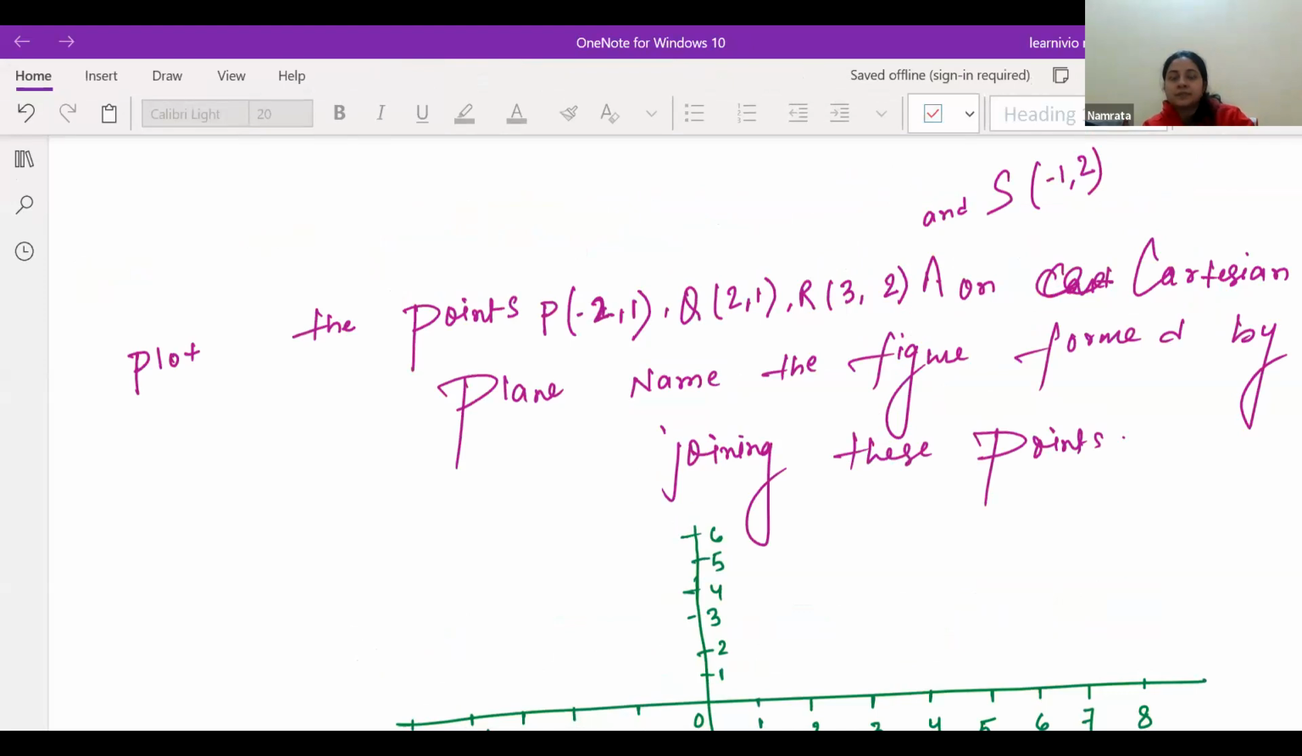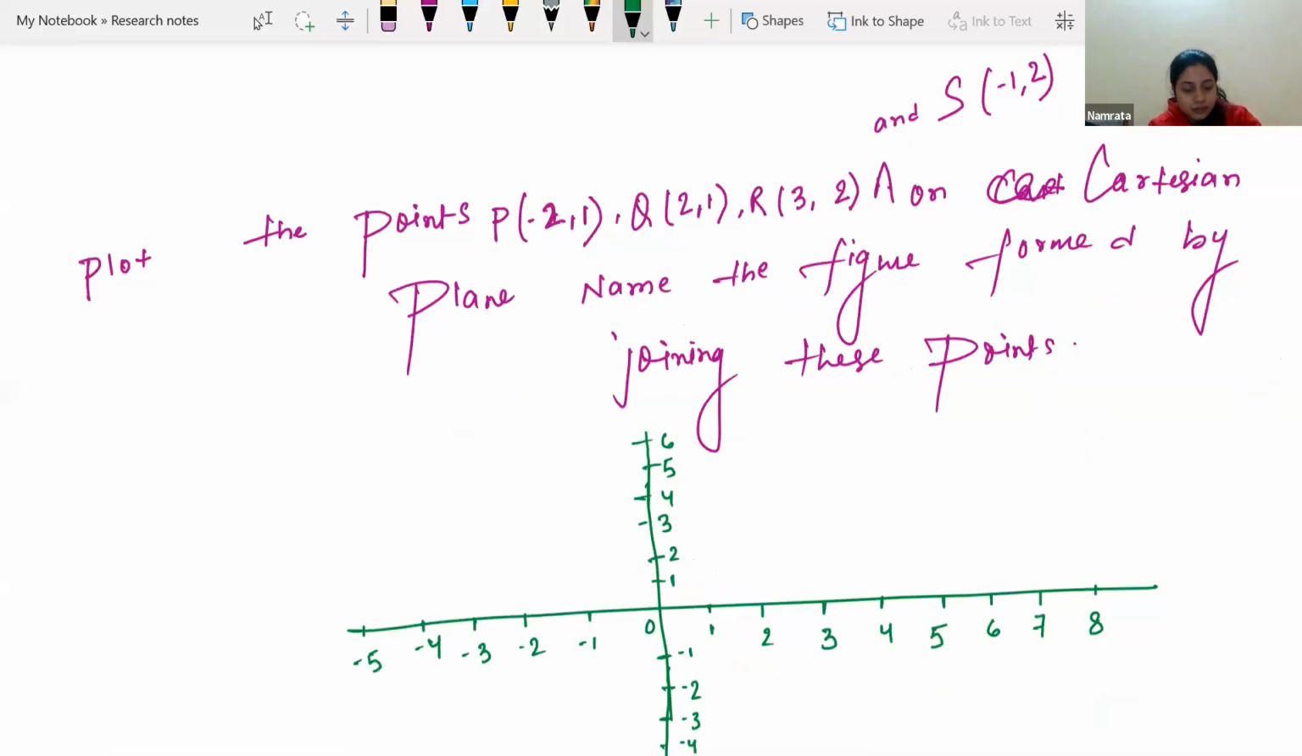Let me know which figure you got. If you can't see the question, let me show you. Yes, what's your answer? We just need to locate it. Area of a parallelogram.